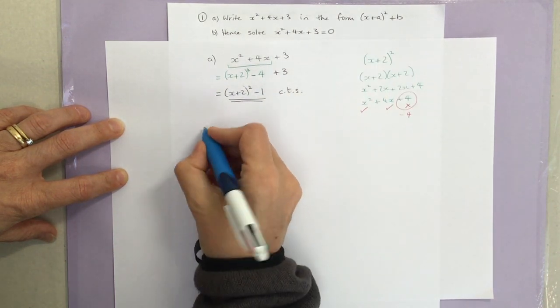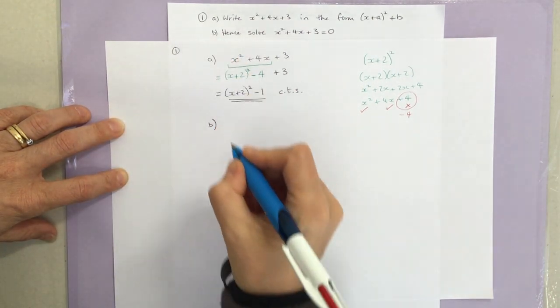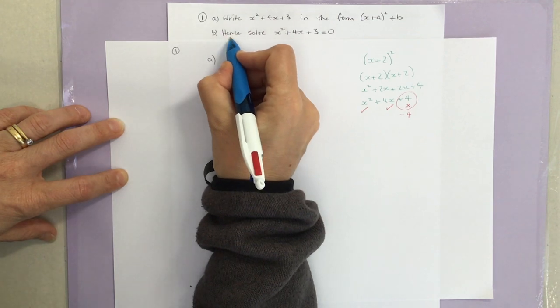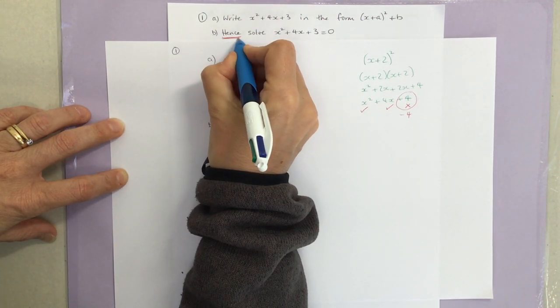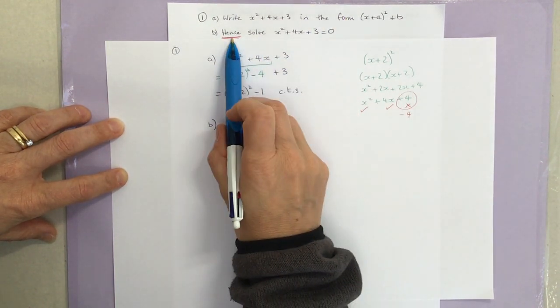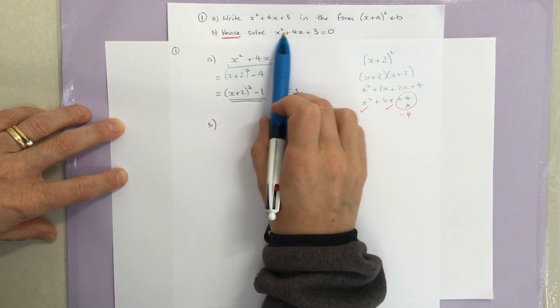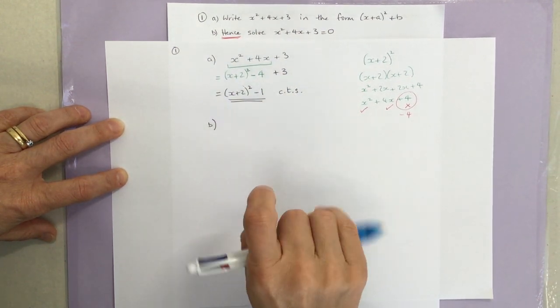So I've done part A. Part B then now is asking us to solve this. And this word here is important. If you see this word, hence, in an exam question, it means you have to use the method that you've done in the first bit of the question. If it doesn't say hence, then you could use some other methods if you wanted to here, but this says hence, so we have to use what's gone before.